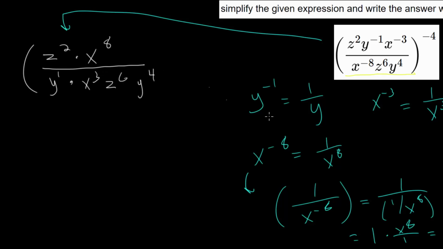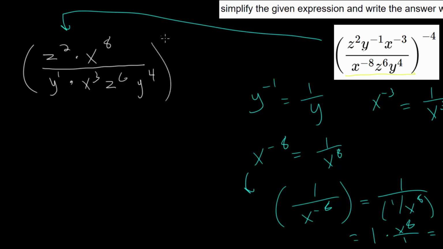Y to the 4th is already positive, and that looks to be everything. The y to the minus 1 and x to the minus 3 terms ended up in the denominator. The x to the minus 8 term ended up in the numerator and became positive.